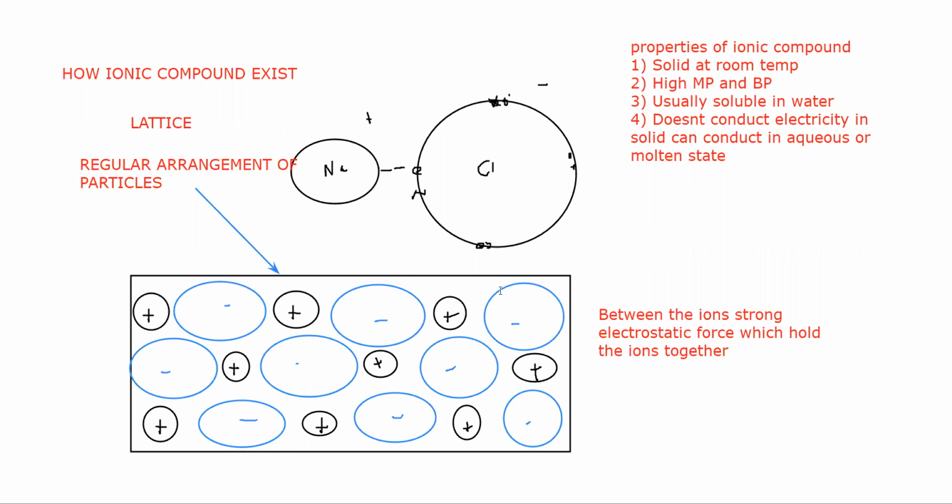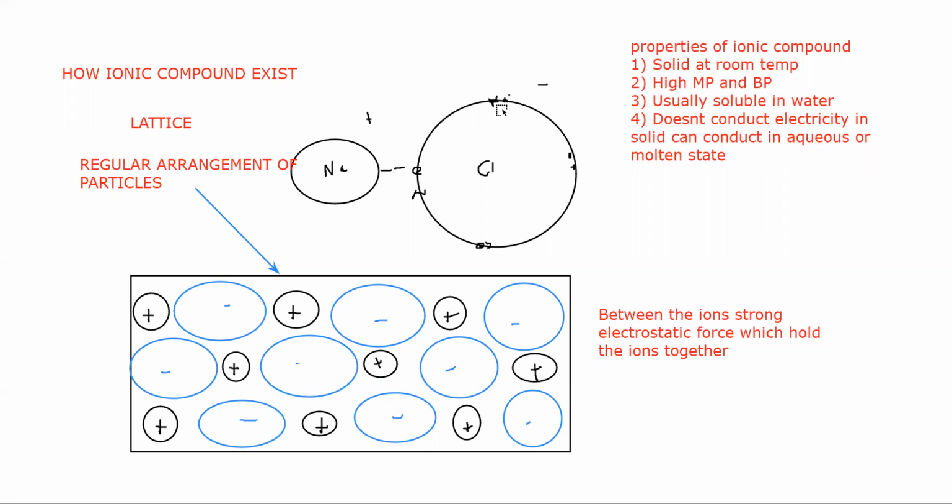What is the reason why in solid the ionic compound cannot conduct? Is the concept of a lattice clear? So ionic compounds exist as a lattice, and these are some properties of the ionic compound, but you will find a very common question they ask: why does an ionic compound not conduct electricity in solid but can conduct in aqueous or molten state? So what is the reason for that? First take a screenshot, then I'll move on.